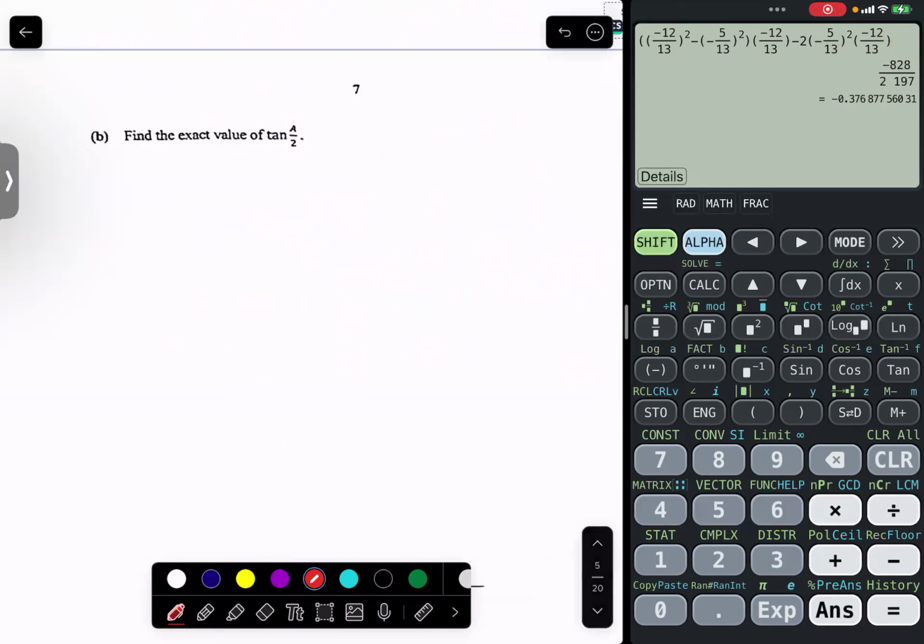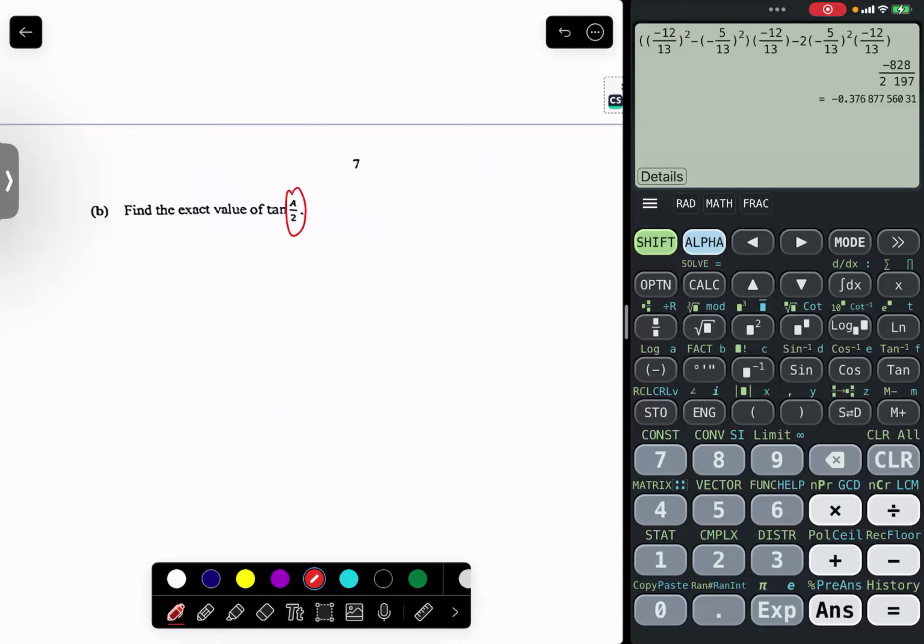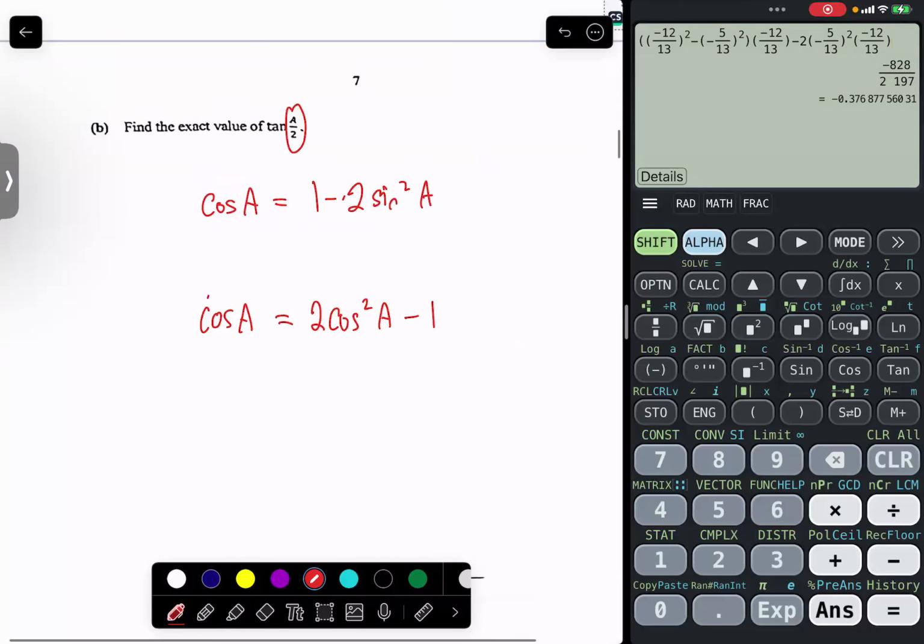Find the exact value of sin and tan of A over 2. Okay, so to find the half angle, right, we have to use cos 2A. Okay, so we say cos A is equal to 1 minus cos squared, minus, sorry, wrong formula. 1 minus 2 sin²A, or can also be cos A equals 2 cos²A minus 1, right? Okay, so those are the trivial formulas.